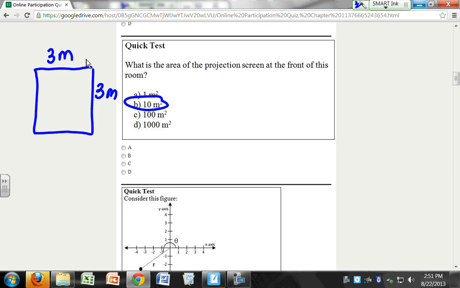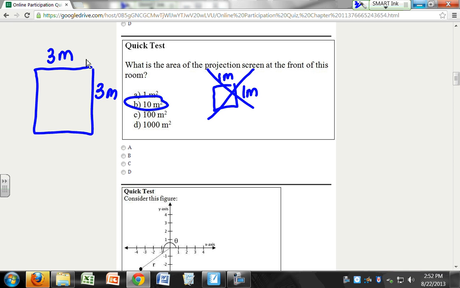Now you might say, well, a screen isn't really 3 meters across. Even that's a pretty big screen. It is a decent sized screen, but it's definitely not a 1 meter screen. So a 1 square meter screen would just be 3 feet by 3 feet. It would be 1 meter by 1 meter, and that's itty bitty. That doesn't really make any sense.